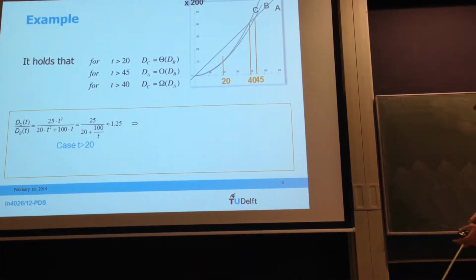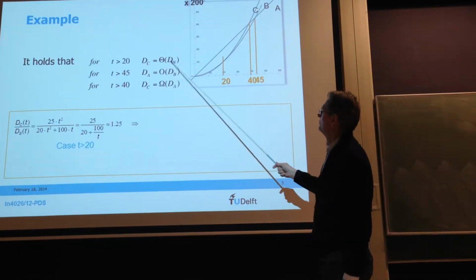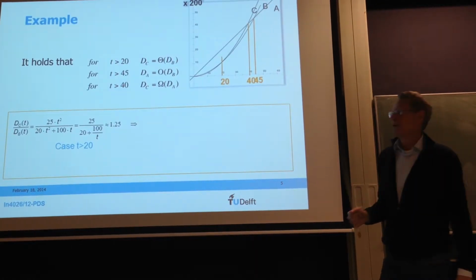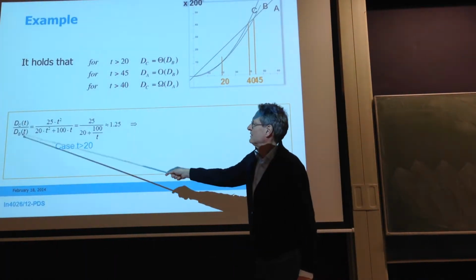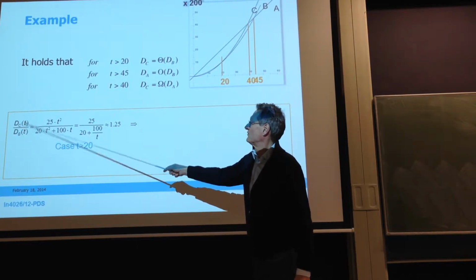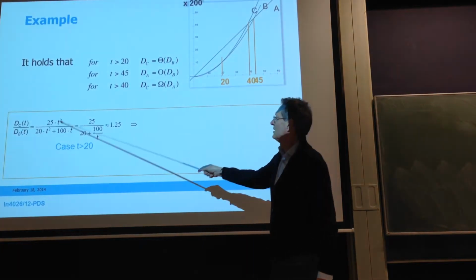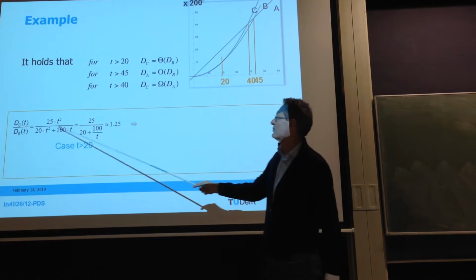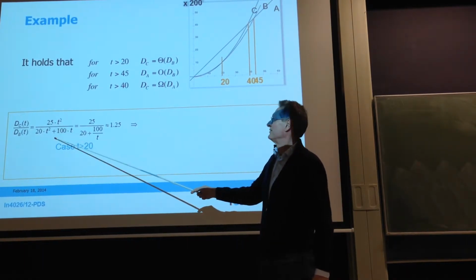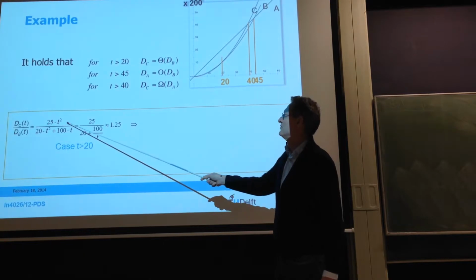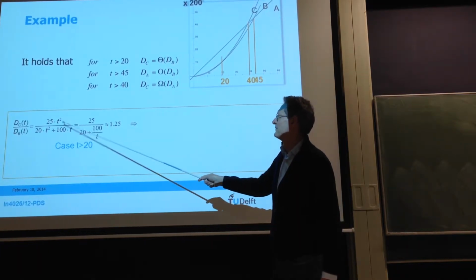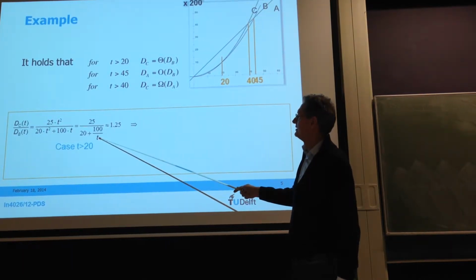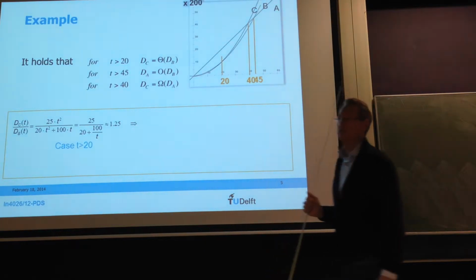So let's, for instance, take this case. How do we prove that this holds for t larger than 20? Well, if we take the quotient of dc and dB, then we just fill in dc, which is, well, what's on the other slide, 25 times t squared divided by this one. If you divide these two terms by t squared, we get this one, and if we take t to infinity, we get approximately 1.25.